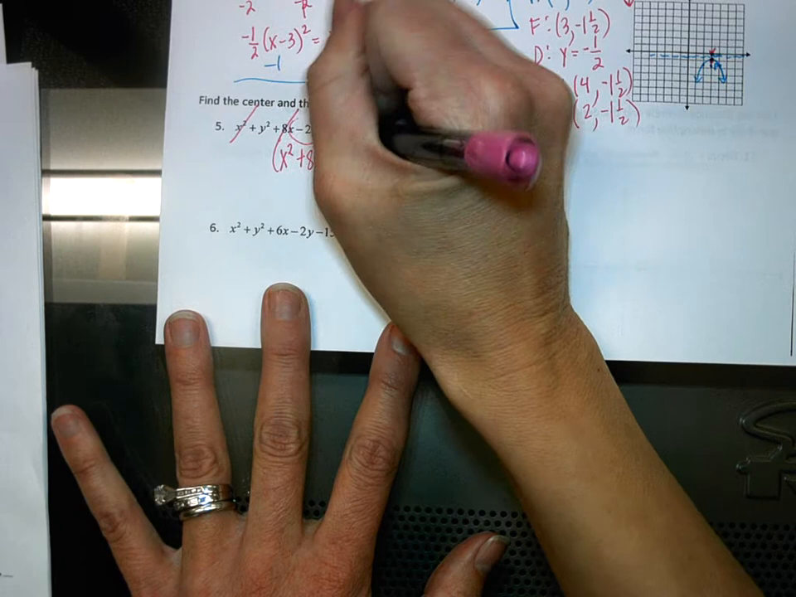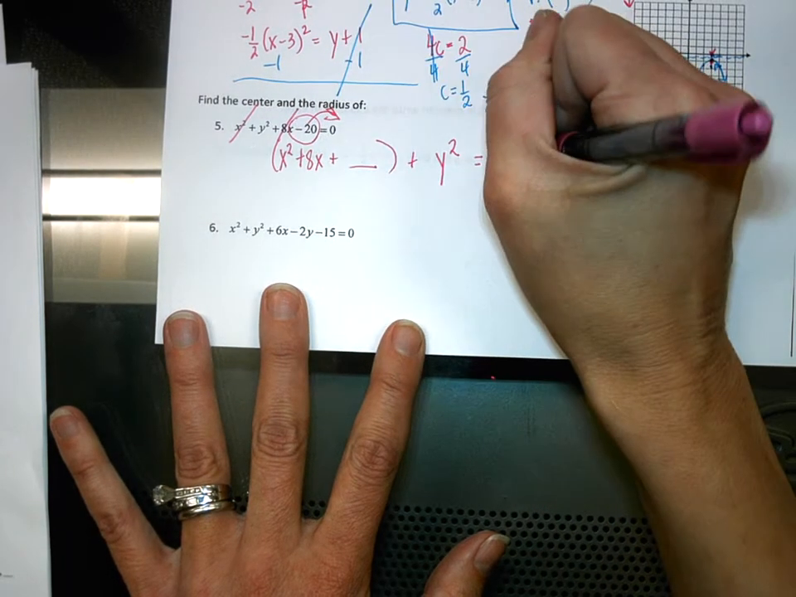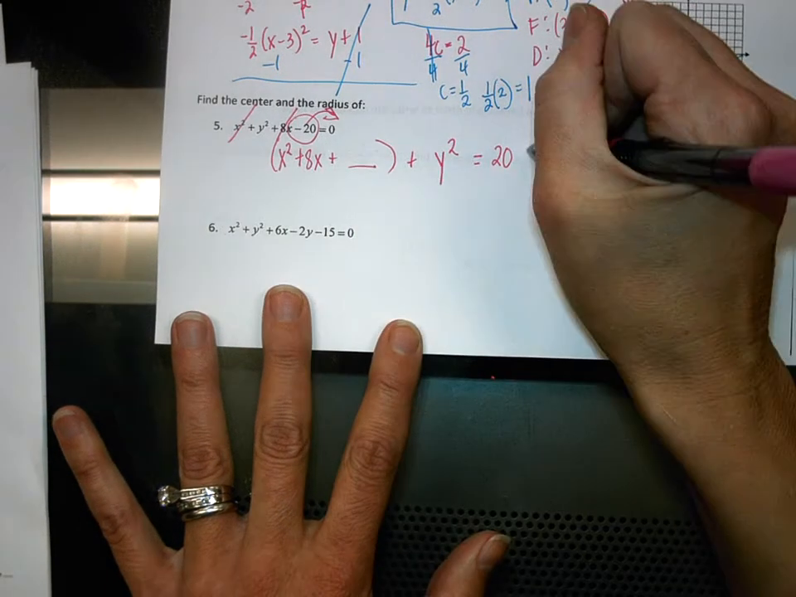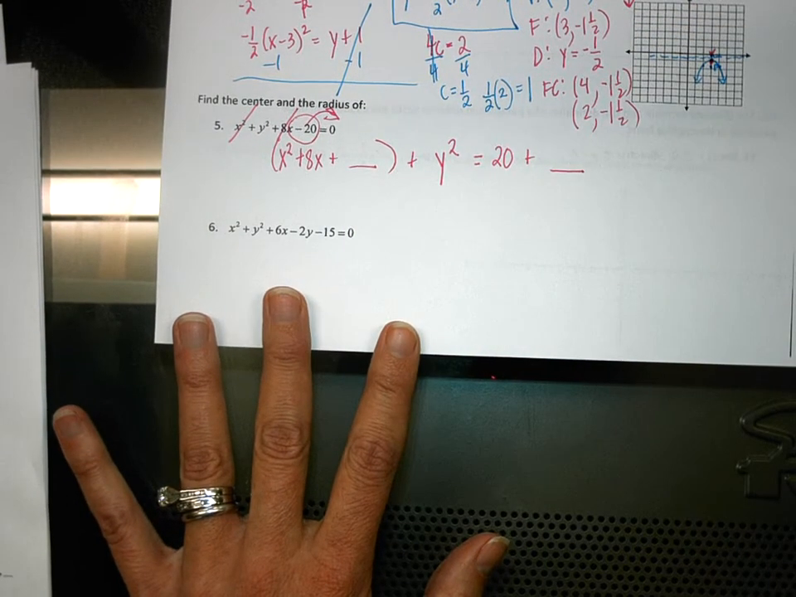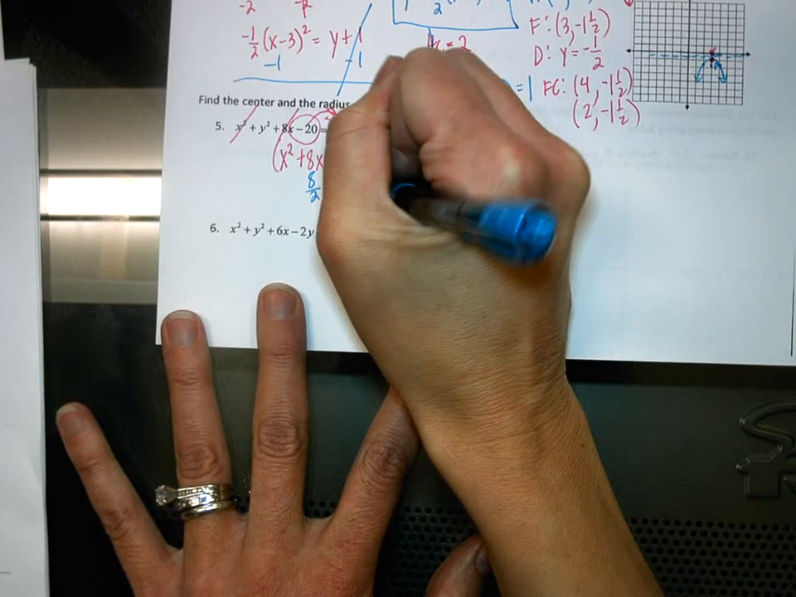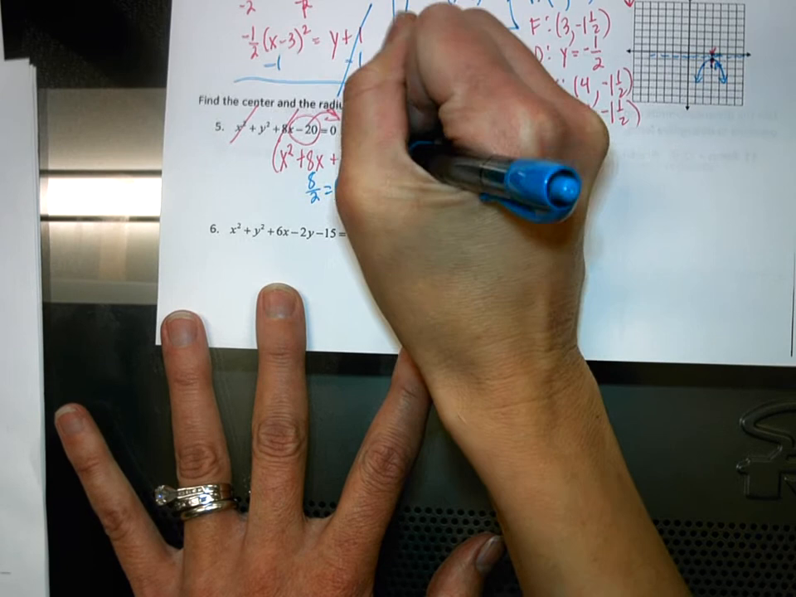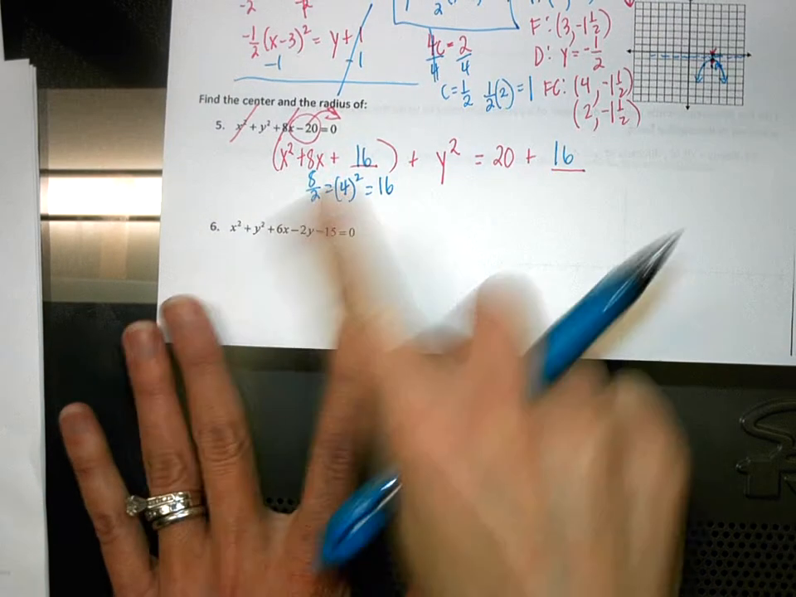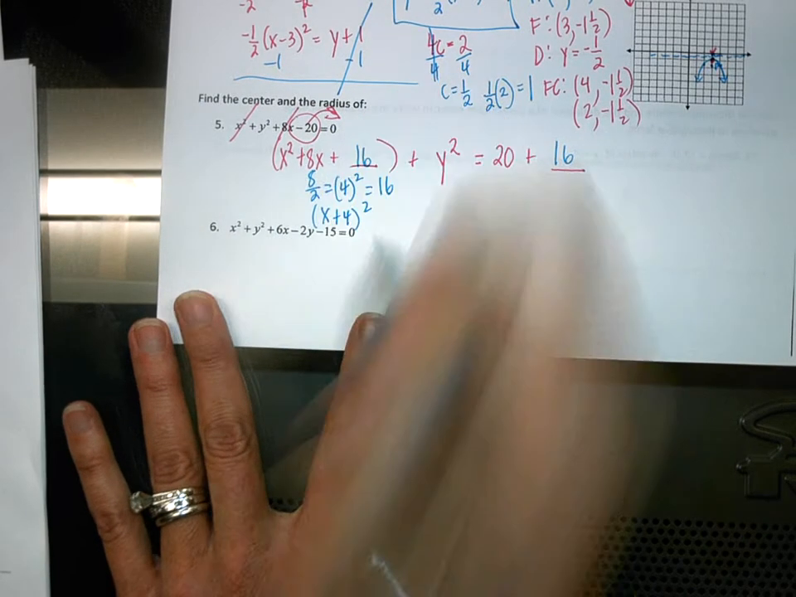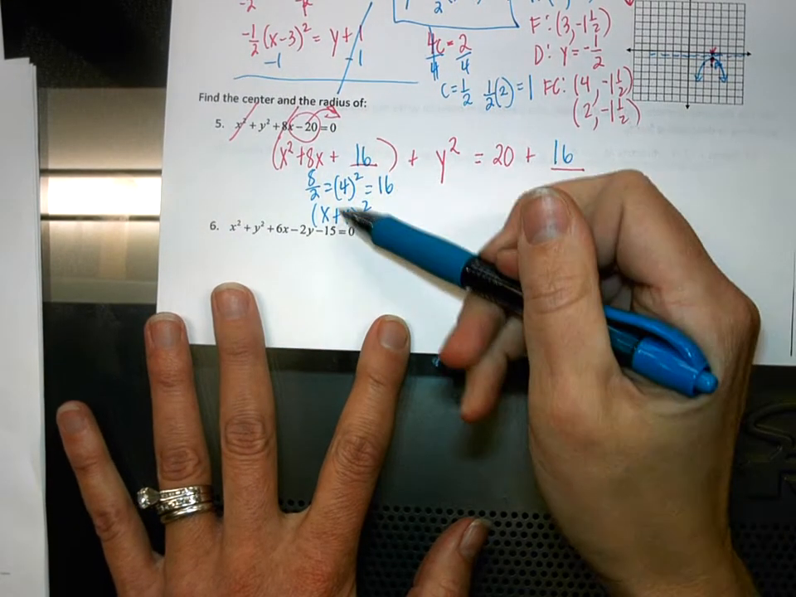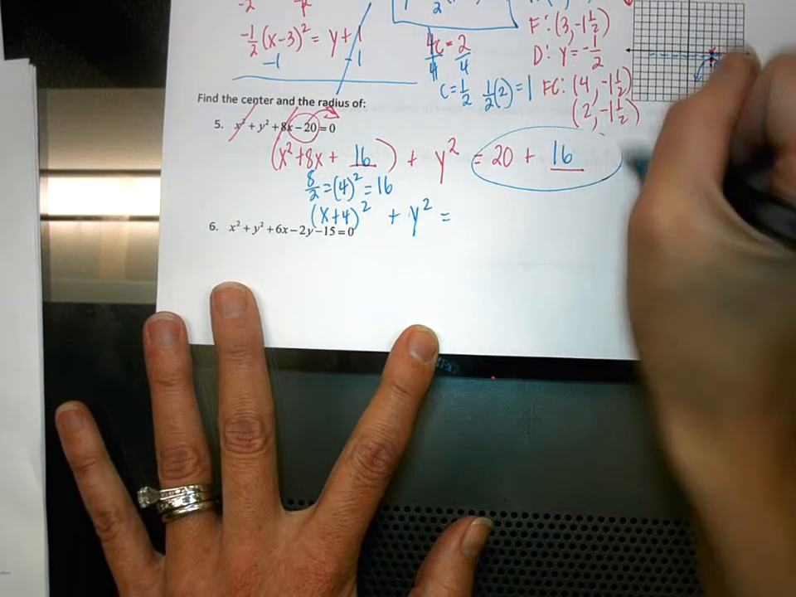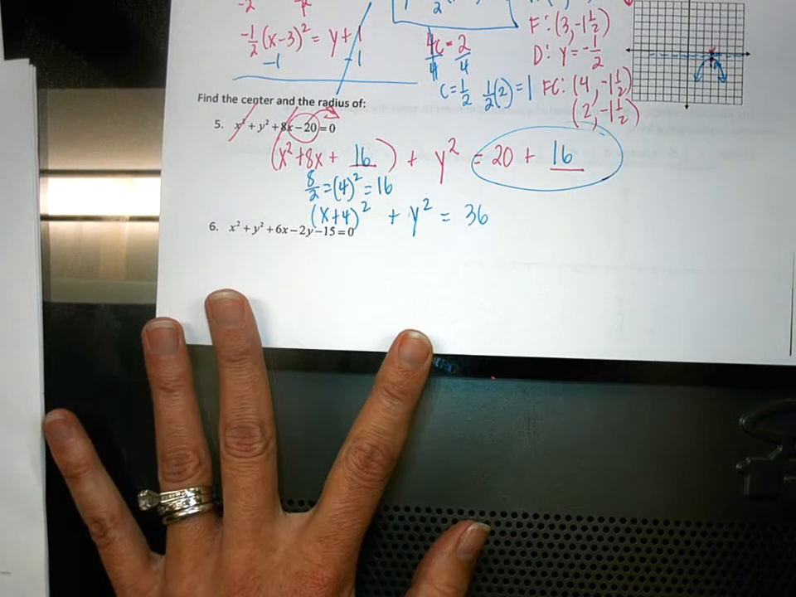Equals this negative 20, when we move it to the other side, it becomes a positive 20. And to make this a balanced equation, if I have 1 blank on this side, I need 1 blank on the other side. To complete the square, I'm going to go 8 divided by 2, which is 4, and 4 squared is 16. 16 goes into my blanks. This factors to be a perfect square, which is (x plus 4) squared. 4 plus 4 makes 8, 4 times 4 makes 16. I have plus y squared equals, and then 20 plus 16 is 36.